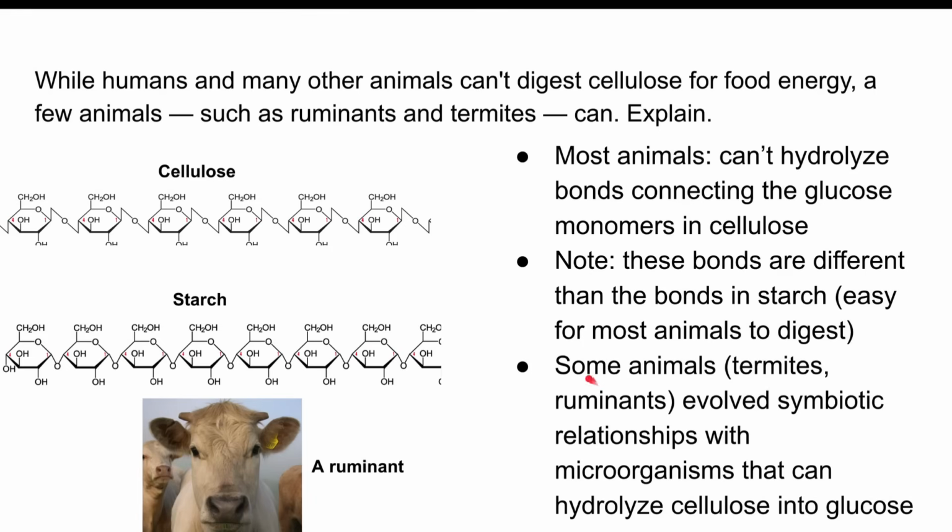There are a couple of animals, such as termites and ruminants. Ruminants include cows, sheep, goats, deer, other mammals. And what they did is they evolved symbiotic relationships with microorganisms that can hydrolyze this bond and thereby break this bond over here, break this bond over here, break this bond over here. And that releases these glucose monomers, making food energy available.